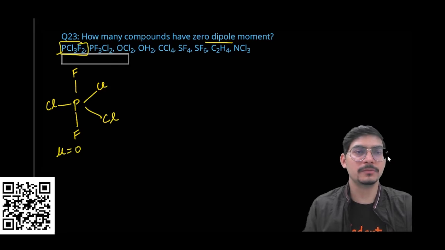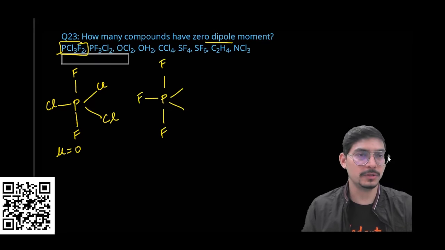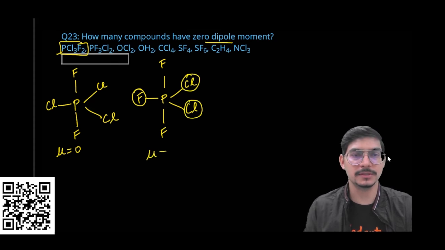In the next structure, PF3Cl2, we have 3 fluorine atoms, right? 2 of them will occupy axial position, but the third will have to go on equatorial position, and the remaining 2 equatorial positions will be occupied by chlorine. As we can see, this structure is unsymmetrical. With 1 fluorine and 2 chlorine atoms in the equatorial plane, this molecule has a non-zero dipole moment, so this is not our right candidate.